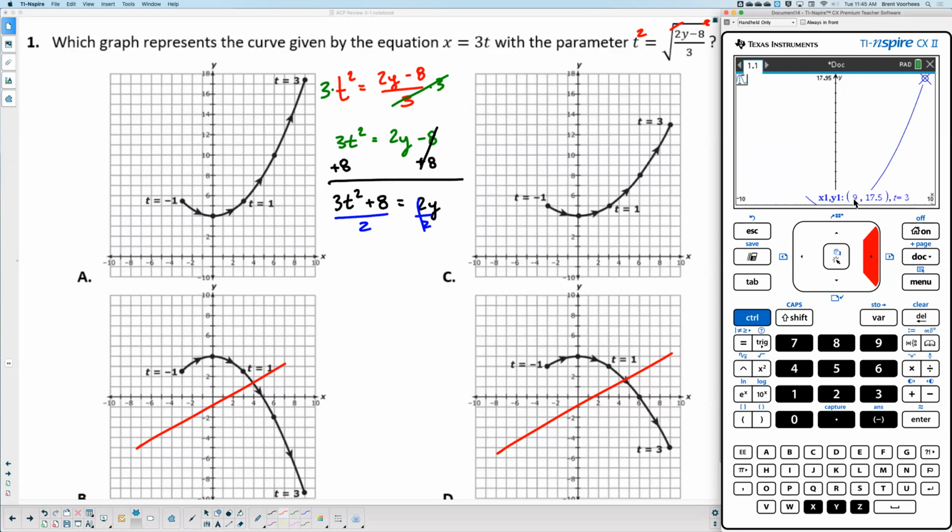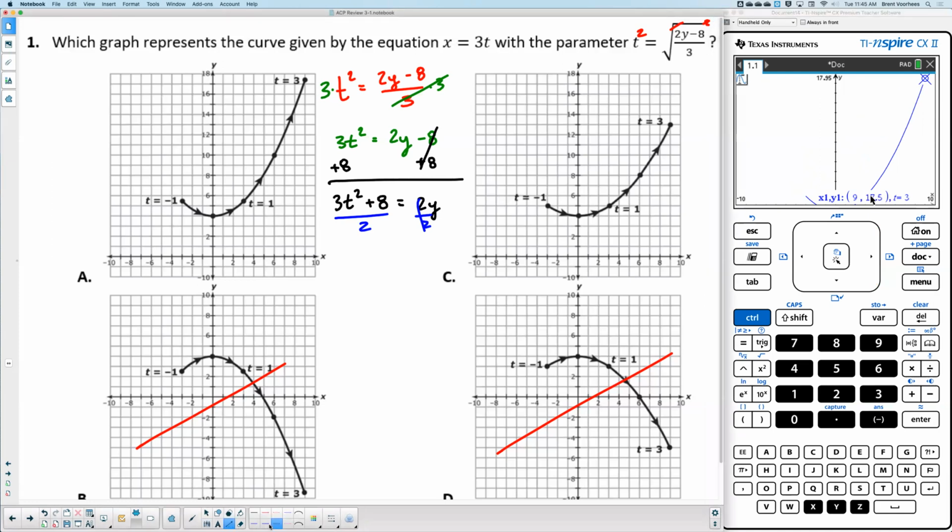And this makes it really easy to see. We should be at an x of 9 and a y of 17.5. An x of 9 and a y of 17.5 is answer choice A. Notice that hits the point over here on this graph. There's x of 9, but that's a y value of 13, so C is also wrong. Meaning A is the correct answer. Questions over that? A second.